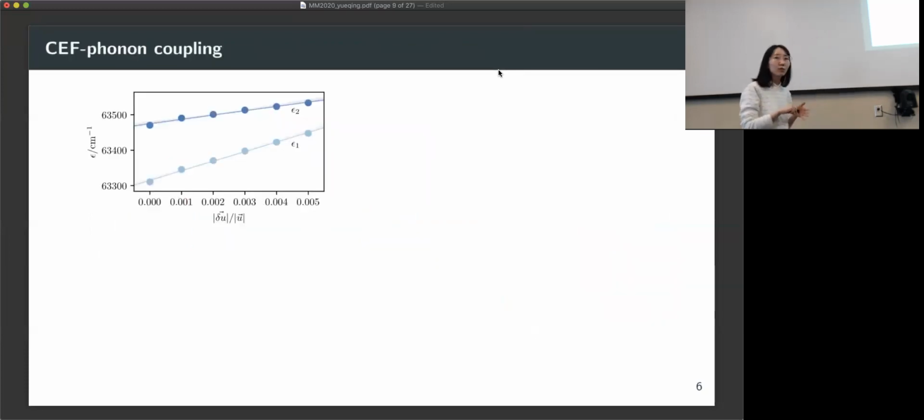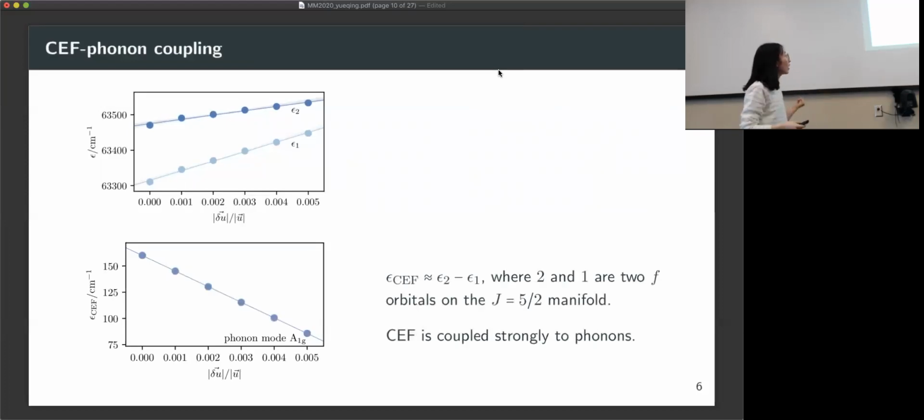A second coupling channel that we want to discuss is the CEF phonon coupling. Here I'm plotting the energies of the 2 electronic states, epsilon-1 and epsilon-2, as a function of the atomic positions. You will see that epsilon-1 and epsilon-2 depend linearly on the atomic displacements away from their equilibrium positions. If you subtract epsilon-1 from epsilon-2, you will get the CEF energy, also plotted against the atomic displacements. The slopes of these three curves are the electron phonon coupling constants for states 1 and 2. Down below, the slope of this curve is going to be the CEF phonon coupling constant. From these two plots, you can see that CEF is coupled strongly to this phonon mode A1g.